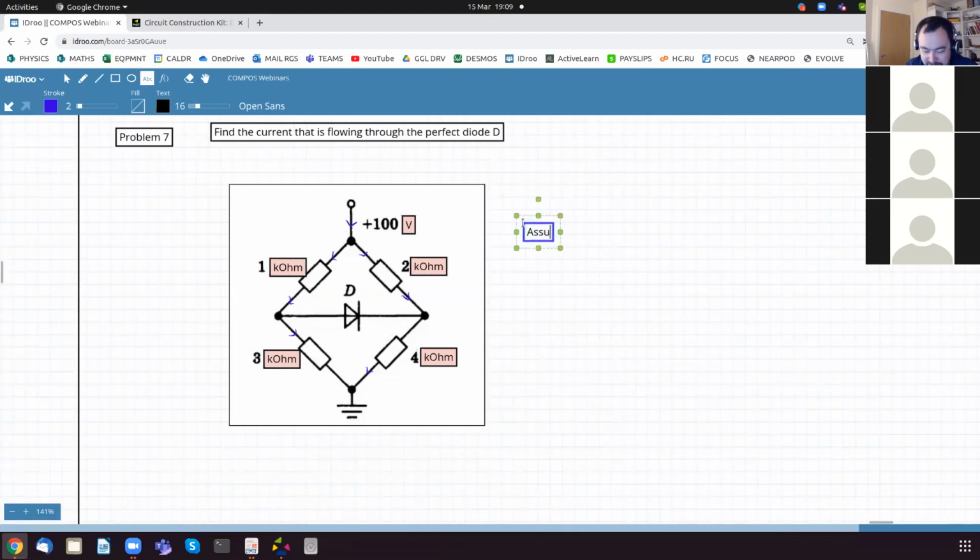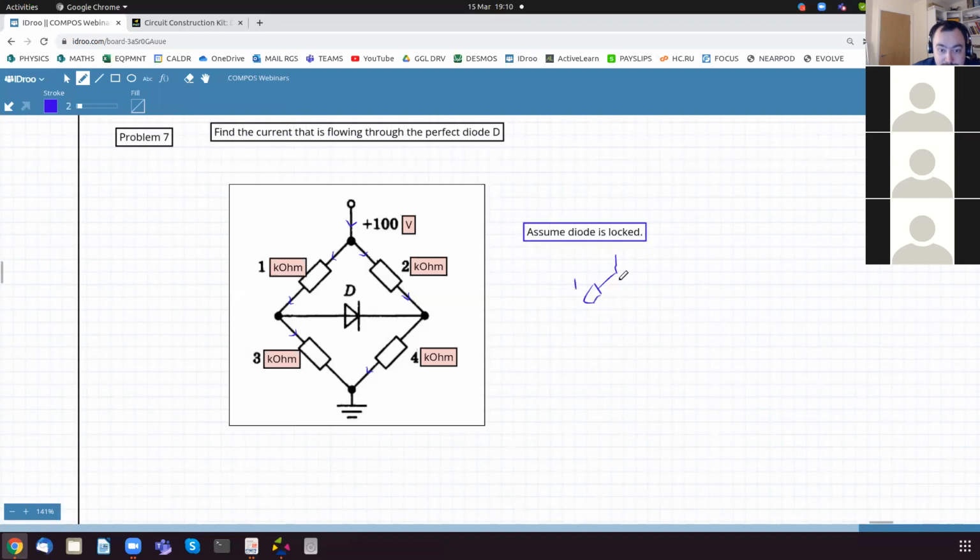Assume that the diode is locked, because that's the easy option. That means the diode acts as an infinite resistor. An infinite resistor is equivalent to having no wire at all. So the circuit becomes very simple.